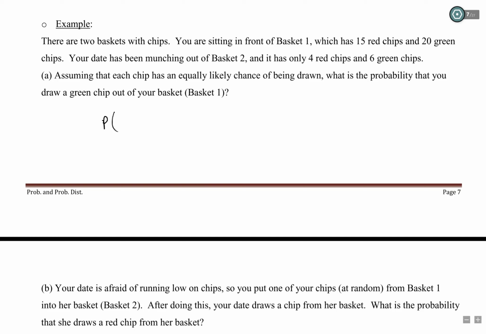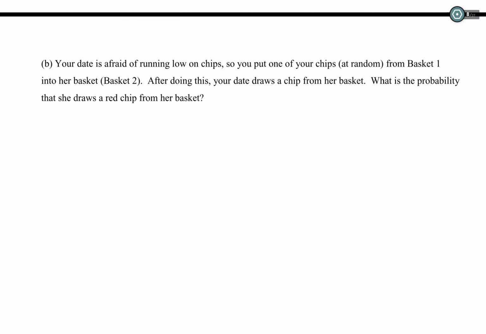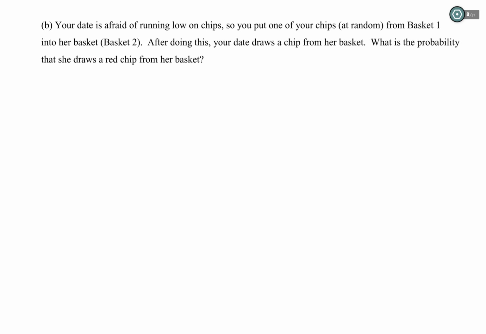Well, how many are in basket 1? If you want a picture here, basket 1 looks like this. There is a total of 15 red chips and 20 green chips, and you're pulling 1 chip out of that basket at random. The chance that it's green is going to be 20 out of the total there, 35 chips. Okay, so kind of a warm-up there that assumed equally likely outcomes.